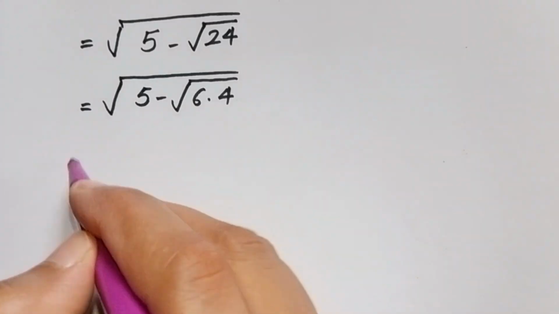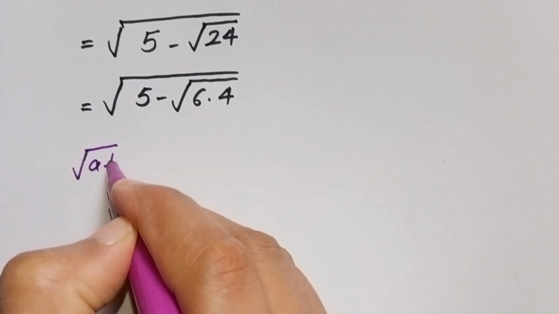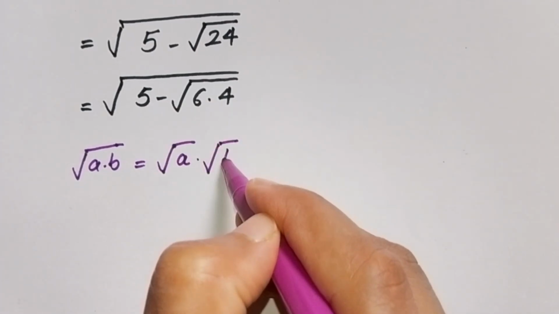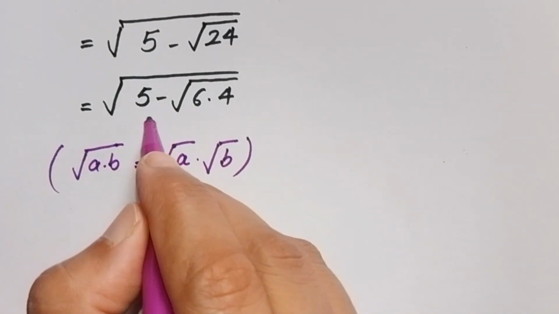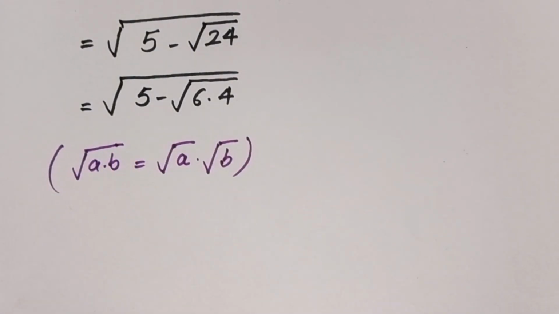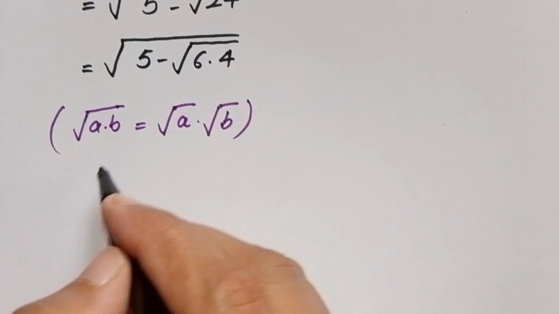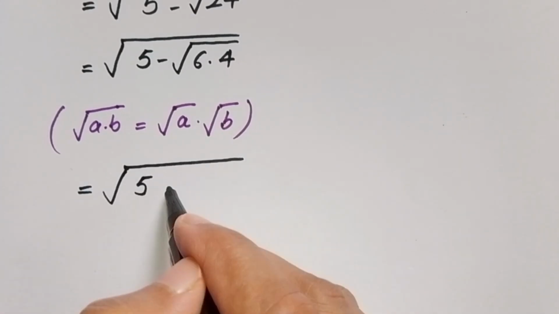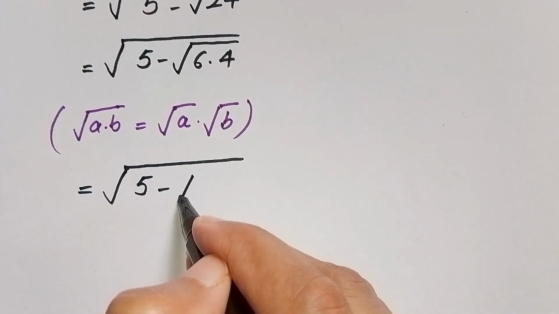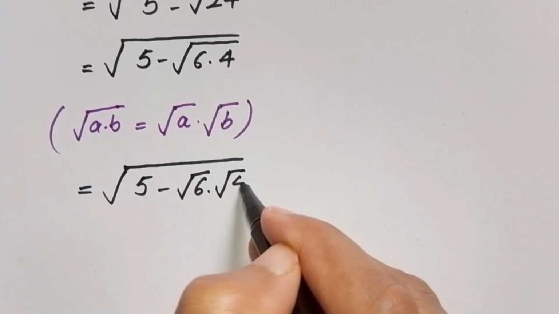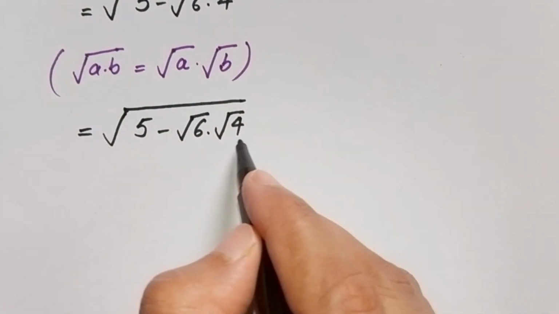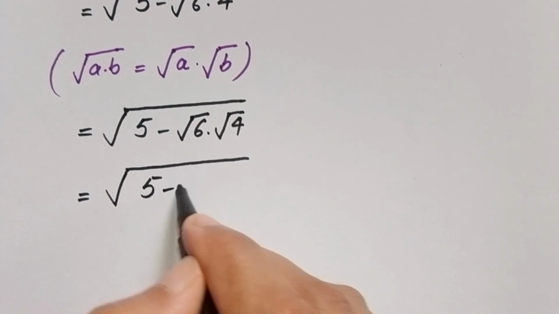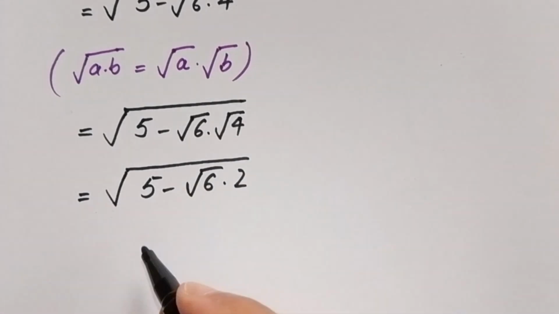Now I'm going to use a very well-known property: if the product of A and B is given under a square root, we can write A and B in separate square roots. So I can use this property in this step. I will write the square root of 6 times 4 as the square root of 6 times the square root of 4. So now the square root of 4 is equal to 2.